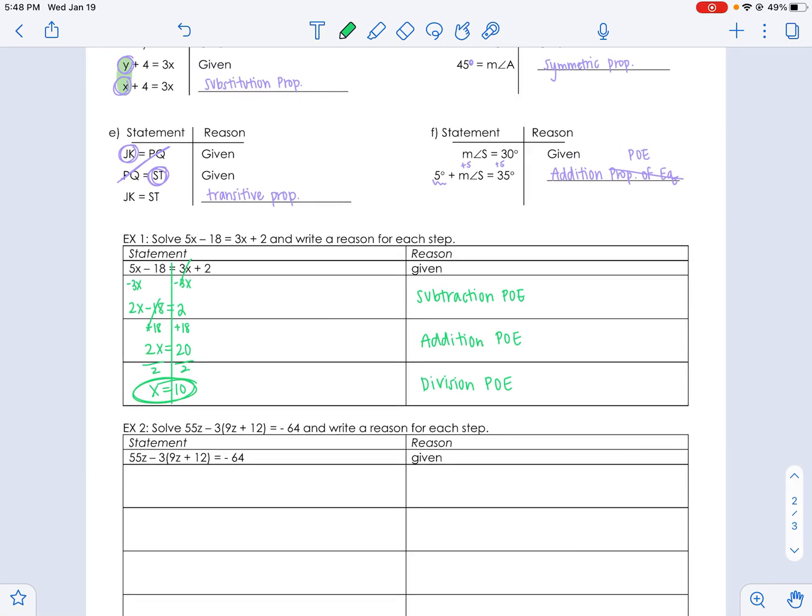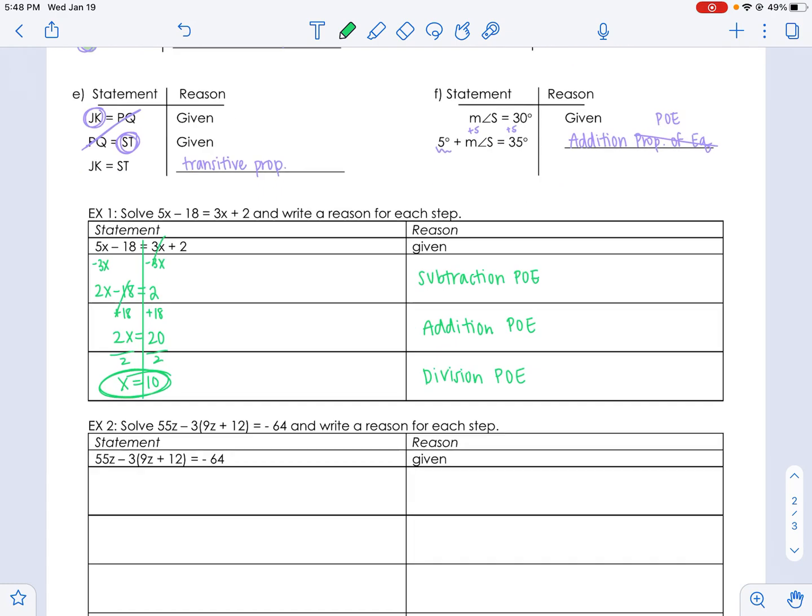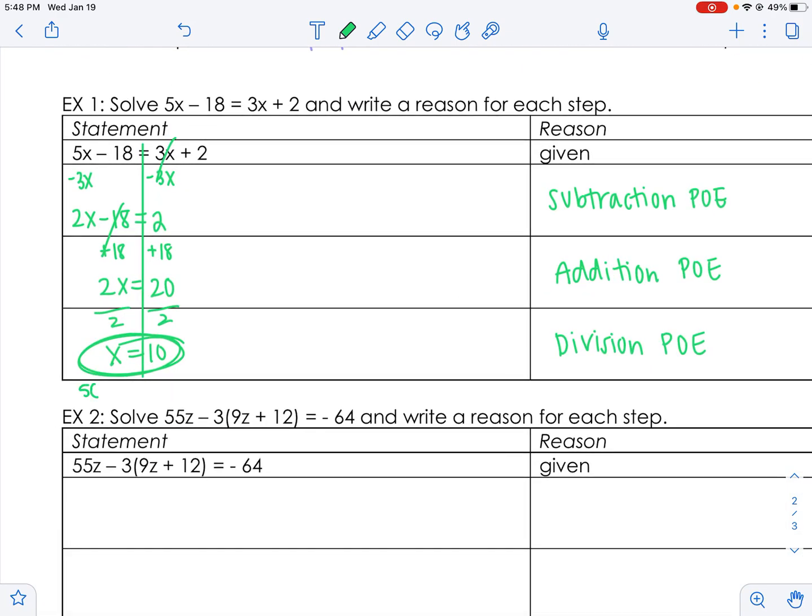And that's it. Now, if we were going to take 10 and plug it back in to check it, think for a second. What would that be if we plug 10 back in to check it? What property would that be? And remember, plug it in means substitution. So if you thought substitution, you're right.